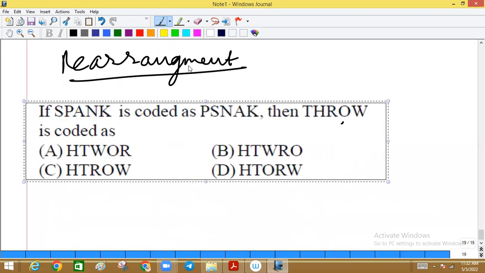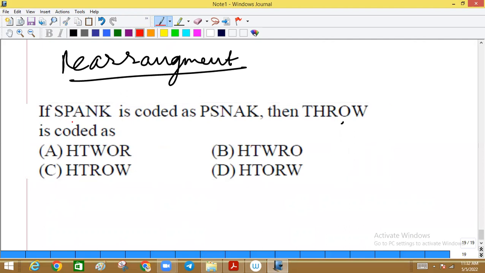For example, see in this question, SPANK is called as PSNAK. So SPANK is called as PSNAK means same letters are rearranged. So these letters, whatever the letters, are arranged here. So that is the reason it is called as rearrangement.